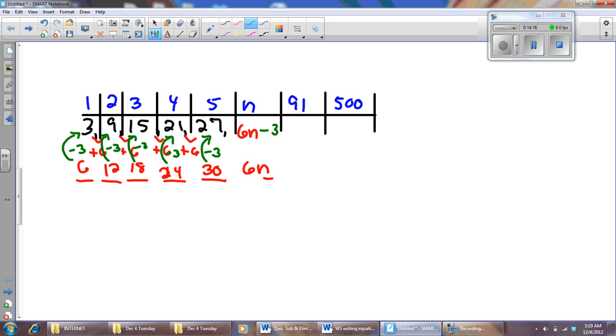Okay, I notice I'm running out of time here. Hold on one second. Okay, I filled in the answers for the 91st term and the 500th term. All I had to do was to remember to subtract 3. All right, that's your lesson for today.